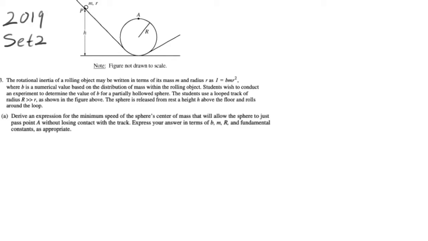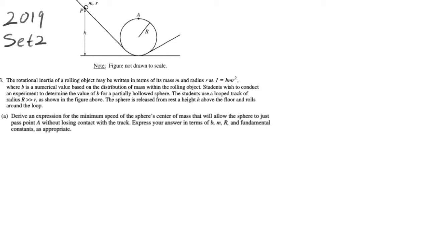So the overall situation is this partially hollow sphere starts at rest on top of the track, rolls down, and rolls around this loop. And we're given this equation for inertia. So when I think of rolling, I think of, okay, we're going to use rotational equations. Since the sphere is released from rest at a height of h, we might use a conservation of energy equation. And since we're going around a loop, I like to think of centripetal force.